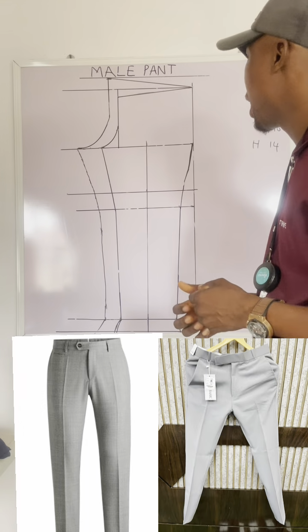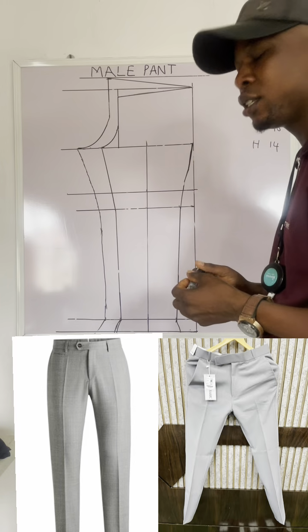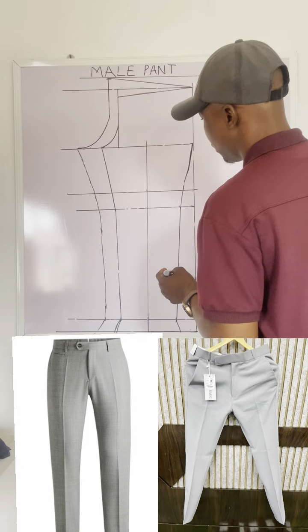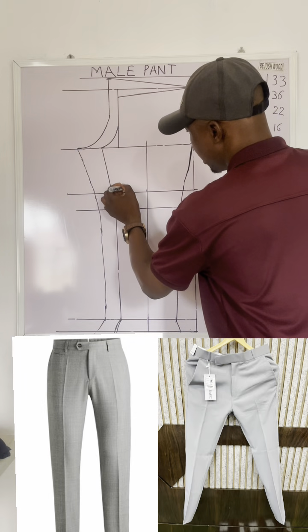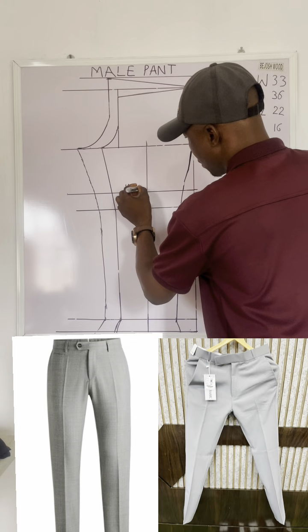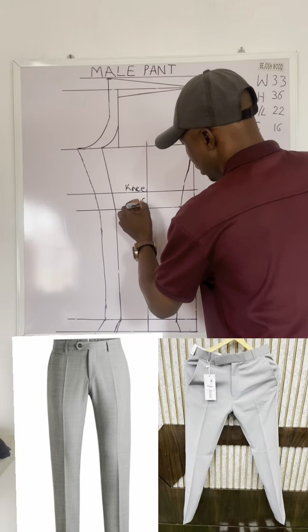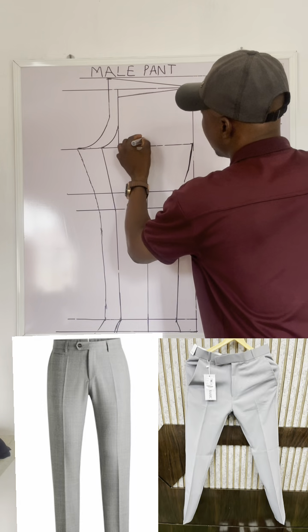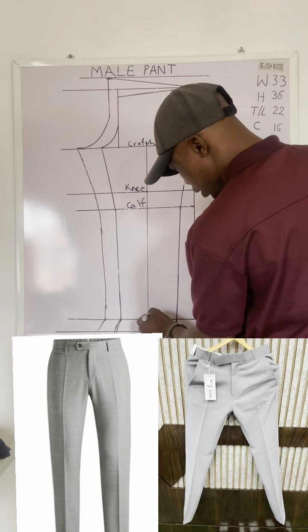So if you have any question regarding the drafting and everything, ask your question. We'll be glad to answer your question. This is nail line, don't forget. This is calf line, crotch line. This is full length measurement, and this is M.